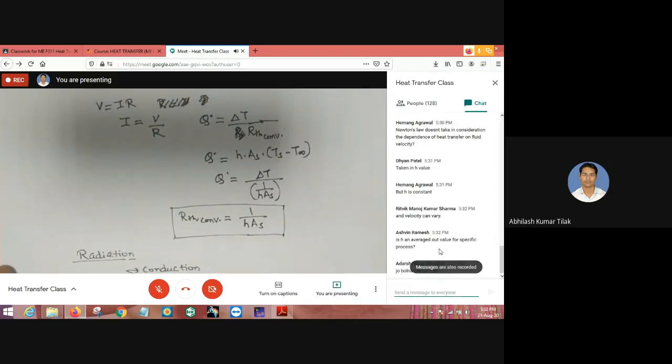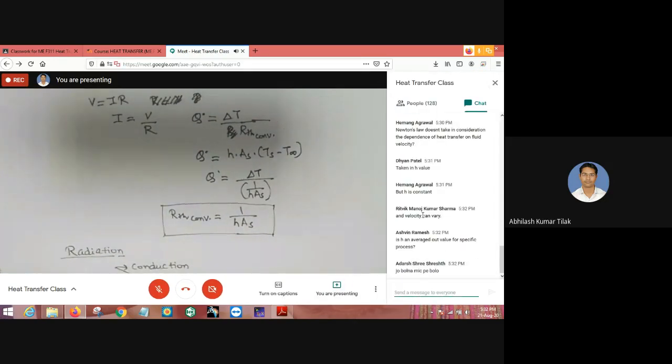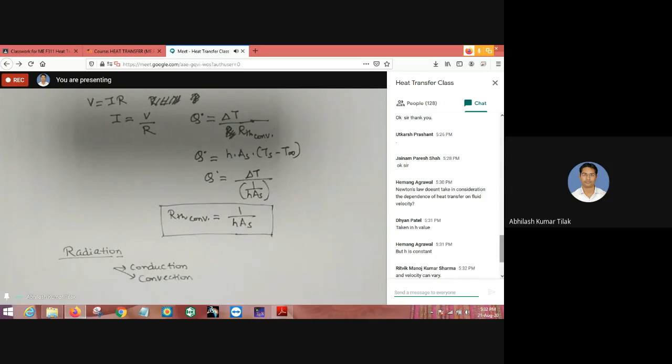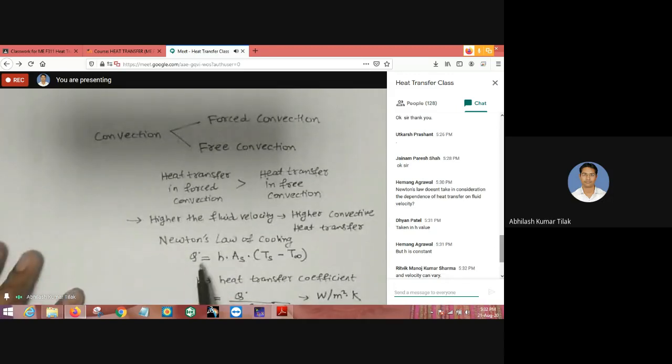Someone is writing in the chat box here: Newton's law doesn't take into consideration the dependence of heat transfer on fluid velocity. Obviously it does, because the higher the value of the velocity, the higher the convective heat transfer. So in Newton's law of cooling, if the heat transfer is going to be high, then your h is also going to be high.